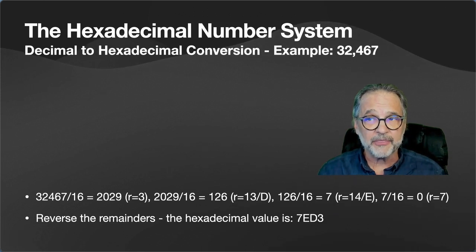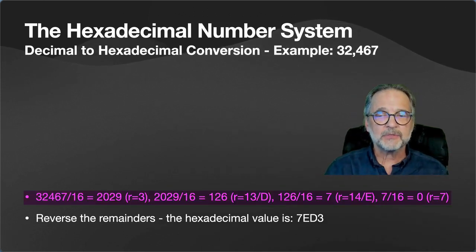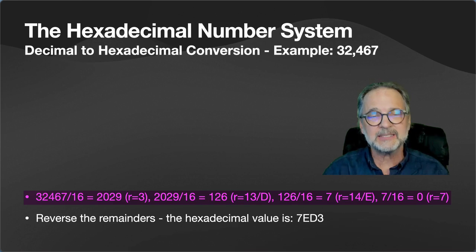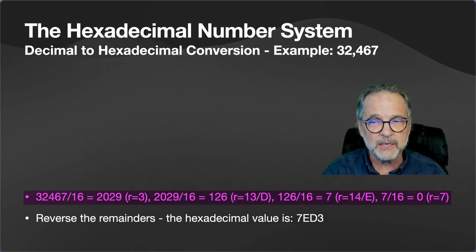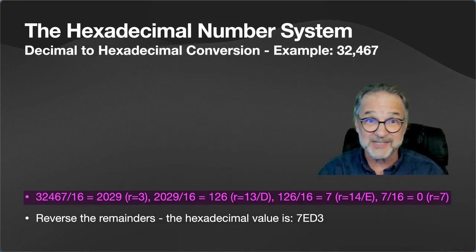Let's try another one, 32467. We take 32467 divided by 16, we get 2029 with a remainder of 3. We take 2029, divide that by 16, we get a remainder of 13, which is a D.